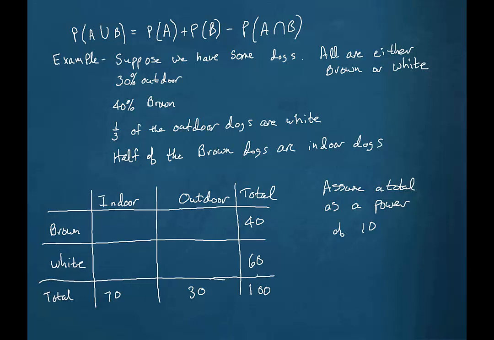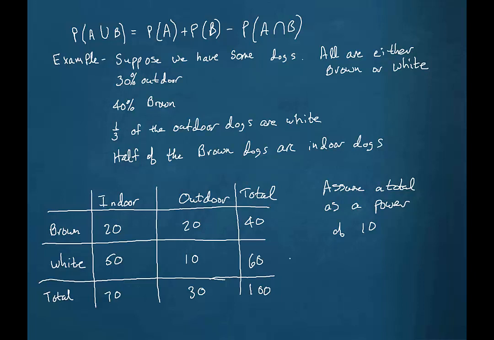We're told that 1/3 of the outdoor dogs are white. We have 30 outdoor dogs, and if 1/3 of them are white, that means we have 10 white outdoor dogs. If that's the case, then we have 50 indoor dogs that are white. We could finish the table out from here. We're given a little more information that might help us. It says that half of the brown dogs are indoor dogs. Well, there are a total of 40 brown dogs, so that would be 20 indoor dogs, half of them, which does give us 20 plus 50 equal to 70, and that means that we would have 20 here to add to 40, and 20 and 10 is 30. So our table closes up real nicely, and now we could answer probability questions from this.